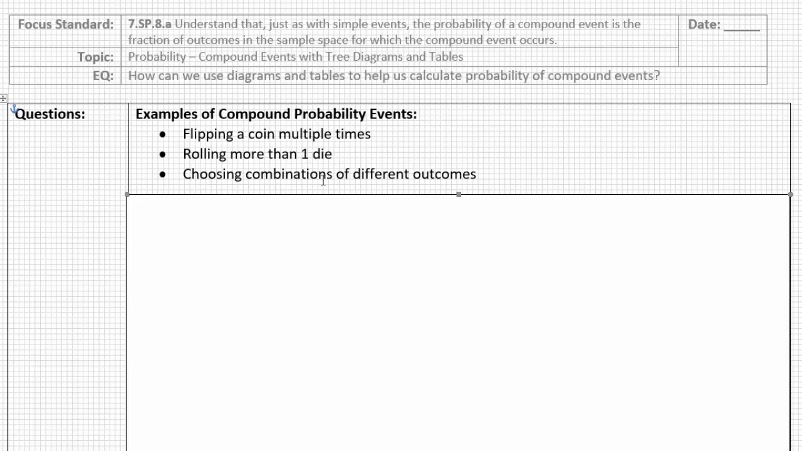So we have to take a few more things into consideration when dealing with compound events, and diagrams and tables are going to be really useful in helping to make sure we accurately calculate the probability. Let's take a look at our first problem.